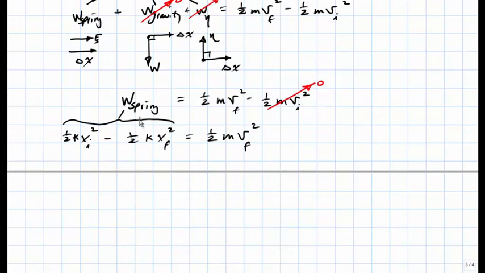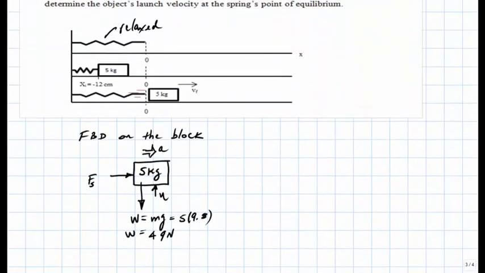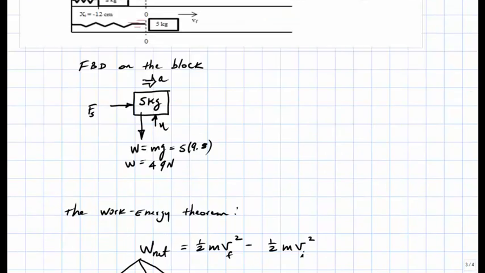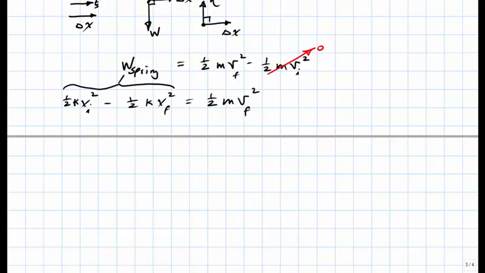Let's consider the spring's initial position as well as its final position by referring to our diagram. As we can see, the spring is initially located at x equals -12 centimeters, and the final location for the spring is x equals 0 because the spring, of course, reaches its point of equilibrium. And so the second term goes to 0 because the final spring location is x equals 0.